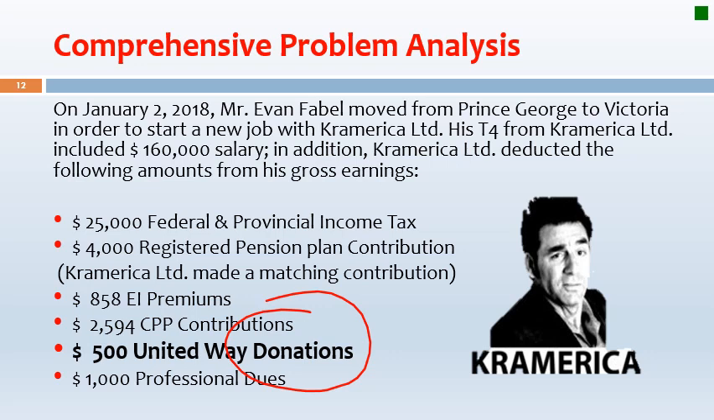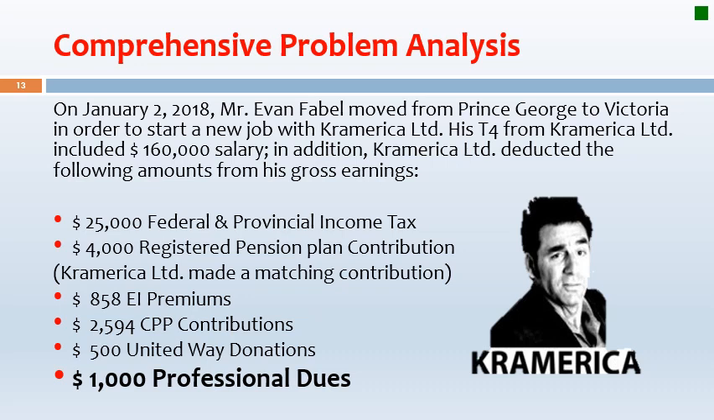We're going to talk about this treatment later on in the course, so this isn't going to affect our overall answer either. Finally, the employer paid Evans professional dues on his behalf to the tune of about $1,000. Be careful here. The employer didn't actually pay the dues. They just took a portion of his salary and paid the dues on his behalf. So Evan actually pays for the dues himself.